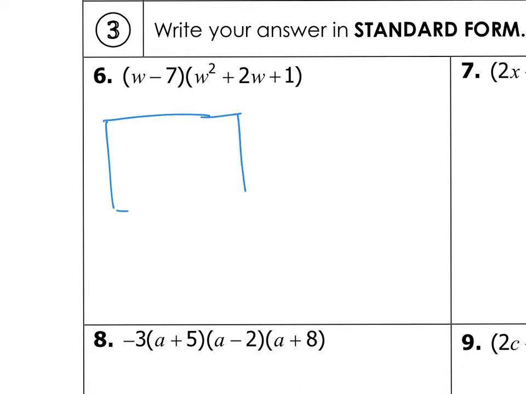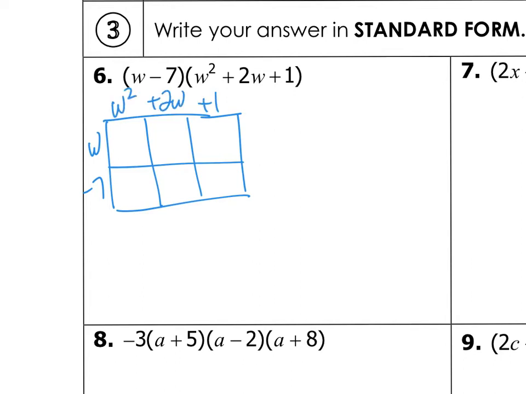And so since it's 2 by 3, that means I need to make a grid that is 2 high and 3 across. So I have 6 squares total. I'm going to write the 2-term polynomial w minus 7 along the side. Put the w in the top and the 7 in the bottom. Let me fix my w here because it looks kind of sad. Okay, and then across the top I'm going to put w squared plus 2w plus 1, so that each term goes along with a separate row or column.